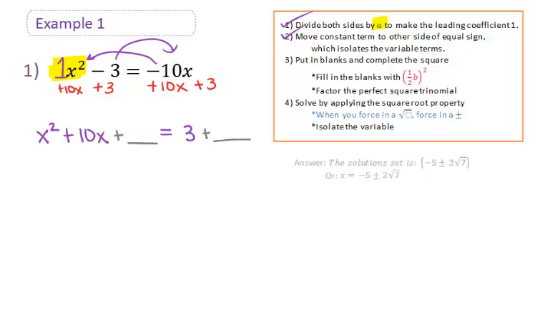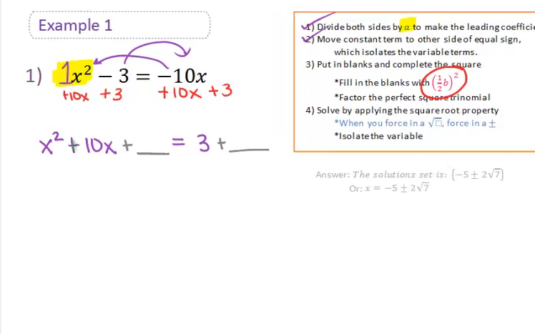It said if you added something to one side of the equation, then you need to add the exact same thing to the other side of the equation. Well, what do we fill in these blanks with? We need to fill them in with something that's going to complete a square. So we fill them in with this 1/2 b squared.